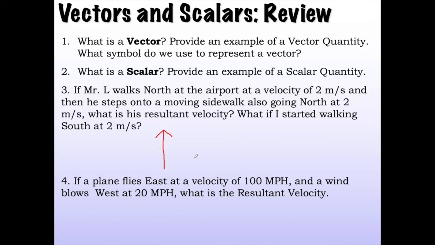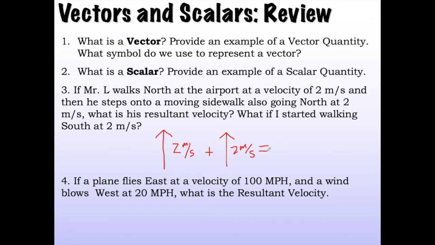So there's me, my vector, and it's going north, so I drew it up on my page here. And it says Mr. L is going 2 meters per second. So there's 2 meters per second. And then I'm at the airport, I want to go a little bit quicker. So I go ahead and I step on the moving sidewalk, and it says it's also going north at 2 meters per second. So I was the first vector arrow, and then now here's the second vector arrow. Sorry about the handwriting here. We're doing our best and forgetting the rest.